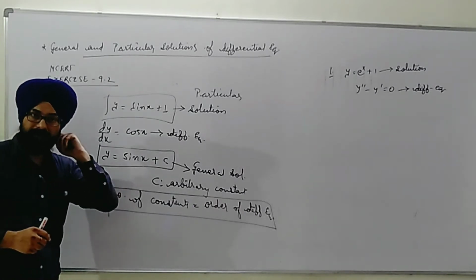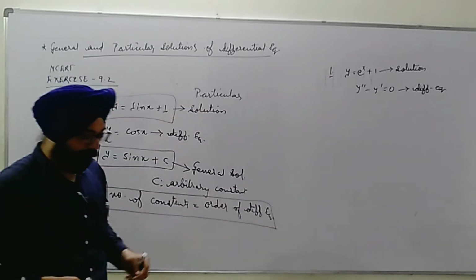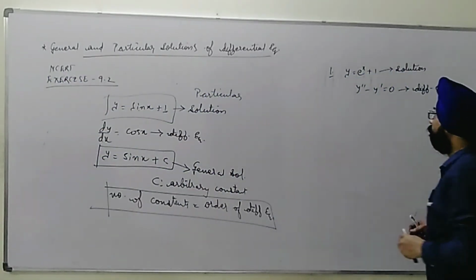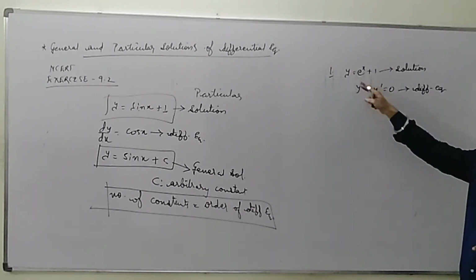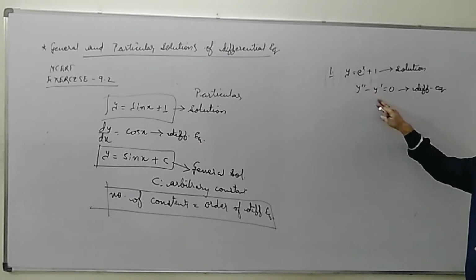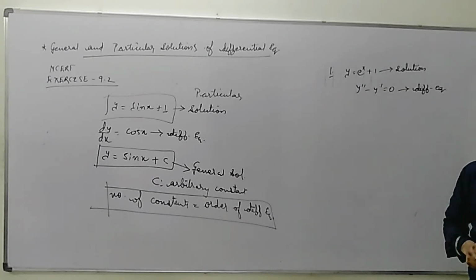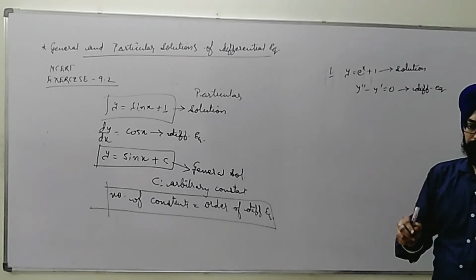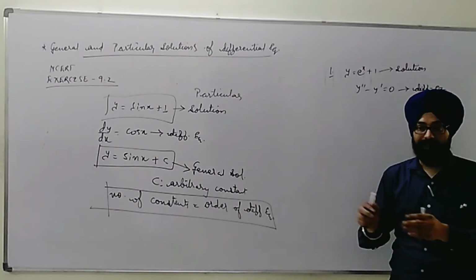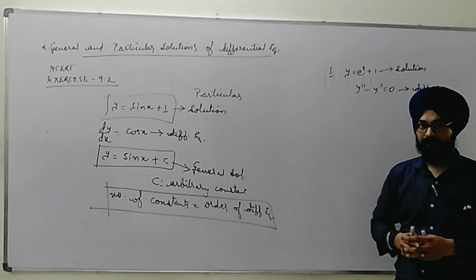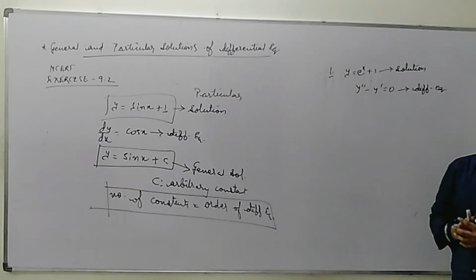Taking examples of the equations given in the exercise only, I will explain what is general and what is particular solution. By the way, for the first question we are asked to check whether this equation is the solution to the differential equation y double dash minus y dash equal to 0. This exercise, I always suggest students, you have actually done in the chapter on differentiation, higher order derivatives. There we used to find such equations by differentiating the given equation. The same thing we have to do.